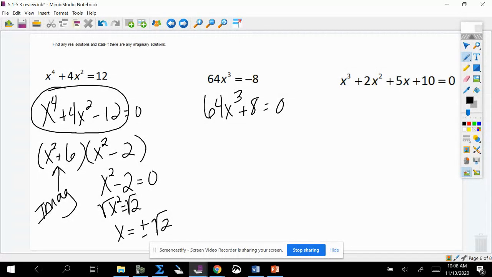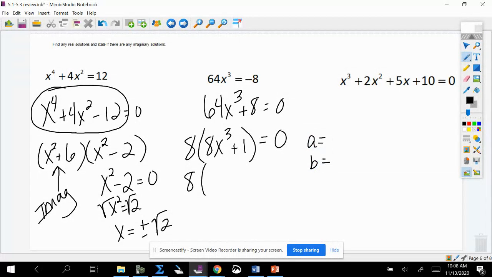The next one, we can take an 8 out. It does have a GCF, and that's going to make it a little bit easier for us. So we're left with 8x cubed plus 1. This is a sum of cubes. So I'm going to come off to the side and write down my a and my b value. Anytime you have 2 terms where everything is a perfect cube, the power is a perfect cube, the numbers are perfect cubes, you're going to write down your a and b and use that formula.